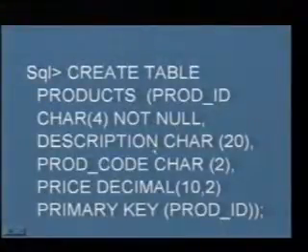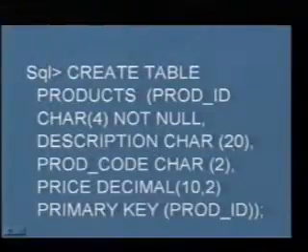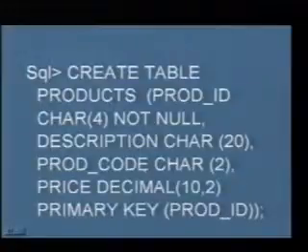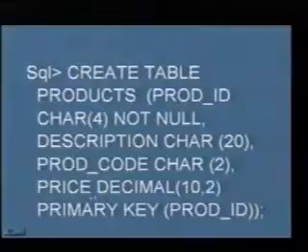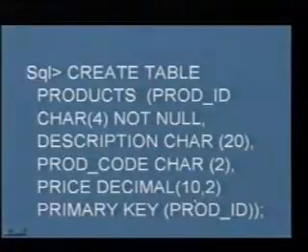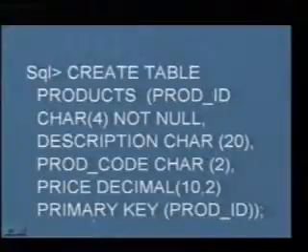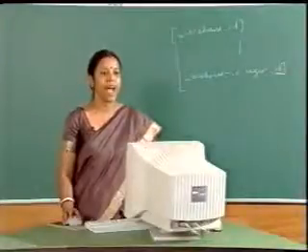Description is the second attribute, character data type, and 20 is the data width. Prod code is the third attribute, character data type, and 2 is the data width. Similarly, price is the fourth attribute, decimal is the data type of this attribute, and 10,2 is the width of this data. Now we can define it like this: primary key, prod ID. This way you can define any attribute as the primary key in the create table command.